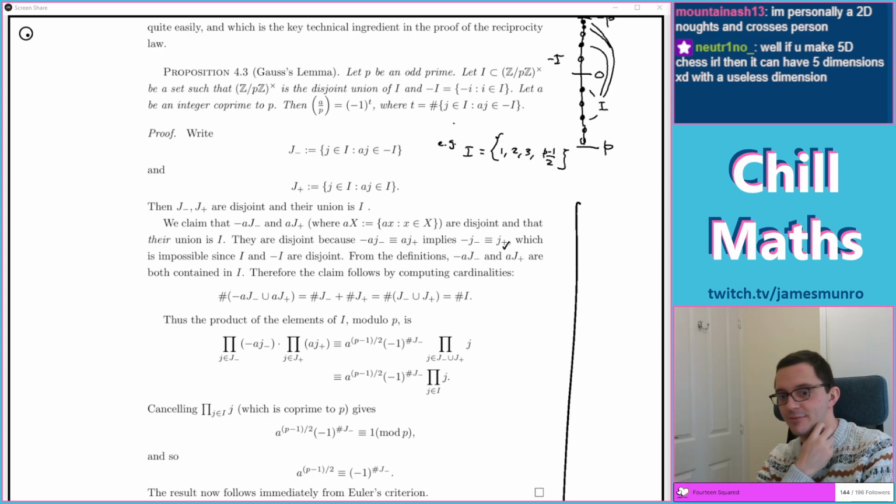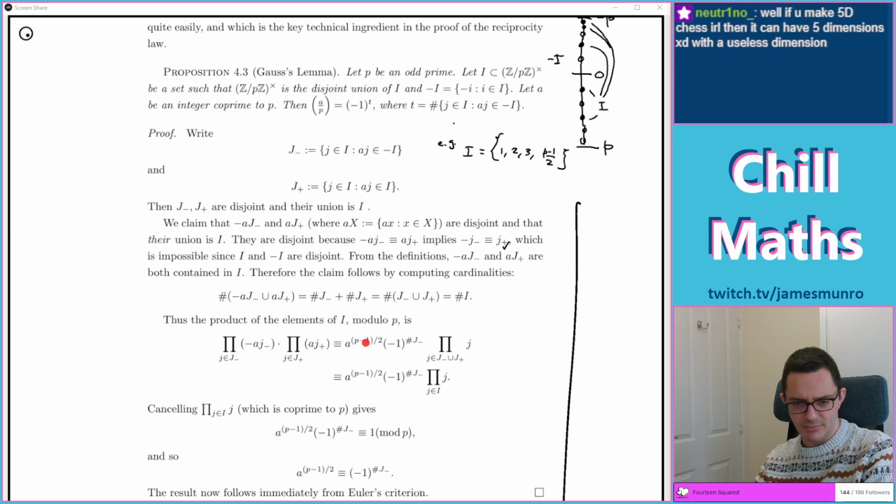-1 to the power of the size of J minus, because minus signs over here, I guess. Here's all the minus signs, one for each element of J minus. Brilliant. And there's loads of a's around. I'd have thought there'd be more a's than (p minus 1) over 2.